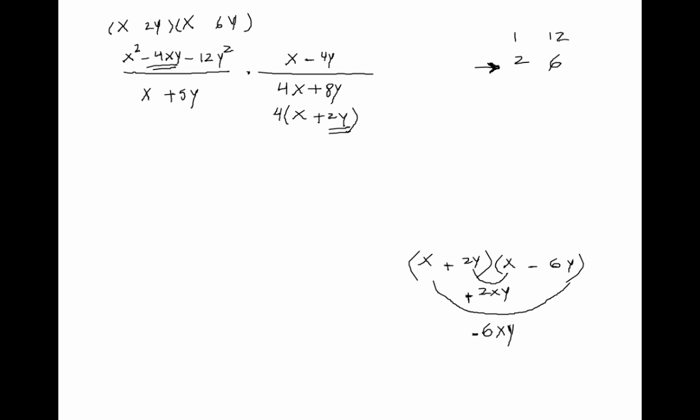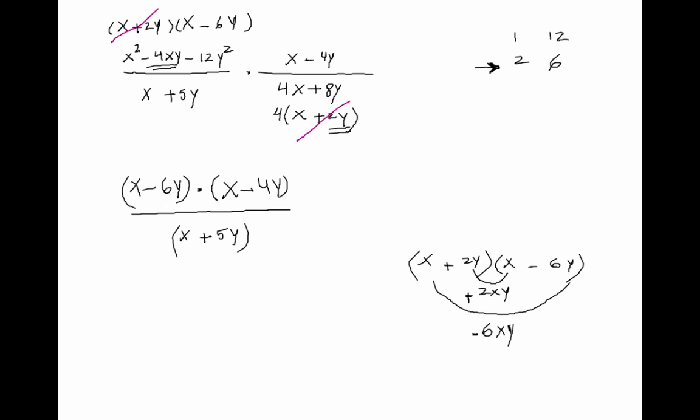And as you see here, I have that x plus 2y right here, which I can cross cancel. So I can see that x plus 2y and x plus 2y reduces here. And all the other terms stay, cannot reduce anything else. So the whole thing simplified to x minus 6y times x minus 4y over x plus 5y. That's how you simplify that.